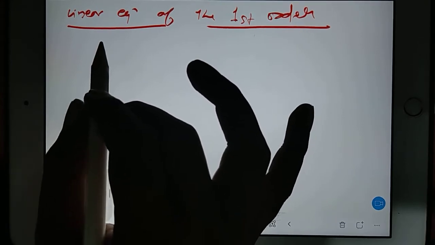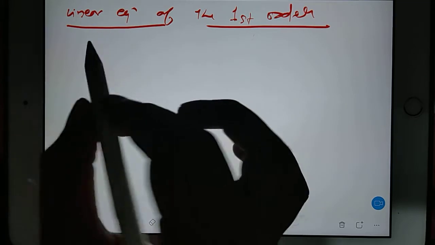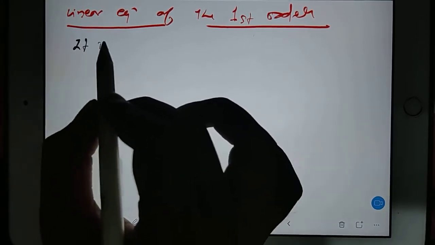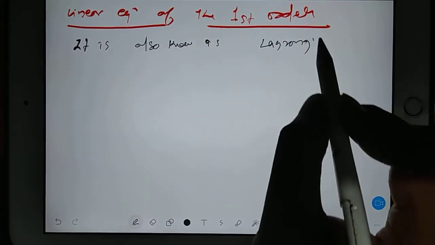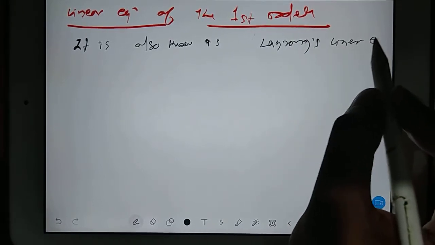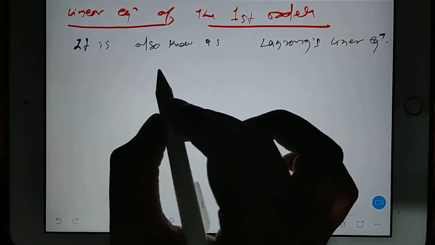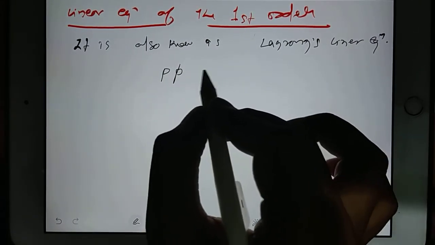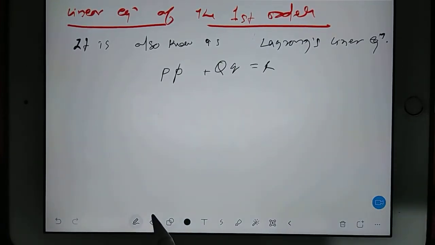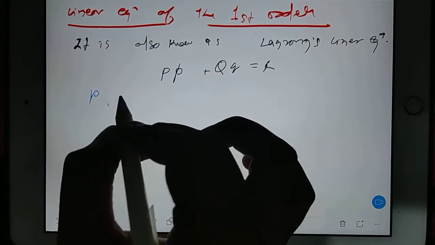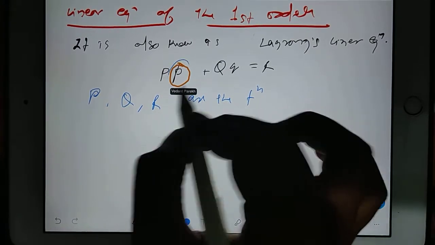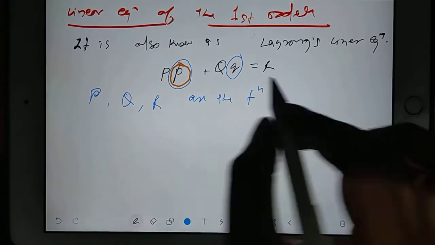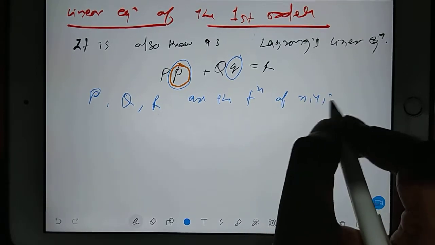Okay, we'll start a fresh topic. Linear equation of the first order. It is also known as Lagrange's linear equation, and the format will be like P small p plus Q small q is equal to R, capital R. So here capital P, capital Q and capital R are functions of x, y and z, with small p and small q.